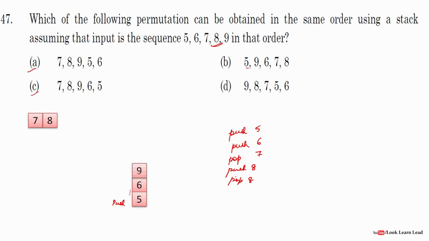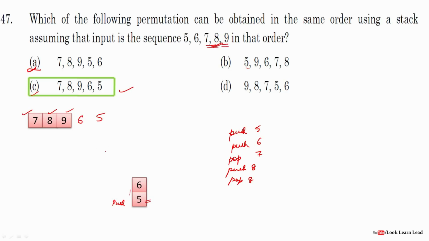Okay, push 9, because in this sequence after 7 we have to push 8, after 8 we have to push 9. So 9 is at the top, so push 9, then pop 9. So we have 7, 8 and 9 popped, but 5 cannot be popped until 6 is popped. So first 6 would be popped, then only 5 is popped. So this sequence is ruled out. The 6 would be popped first and then 5 would be popped.